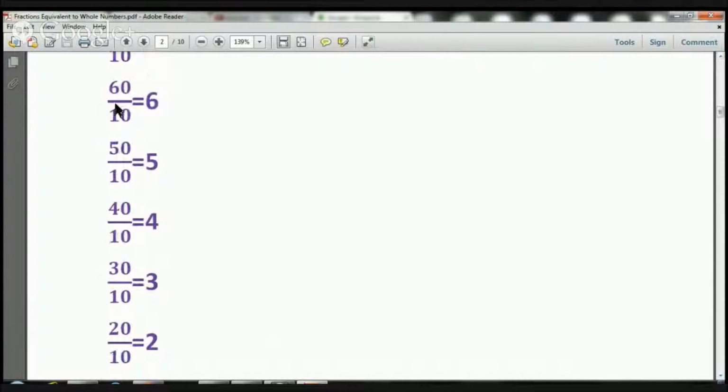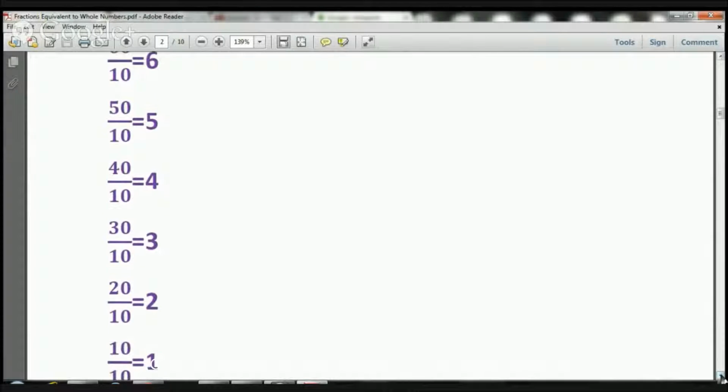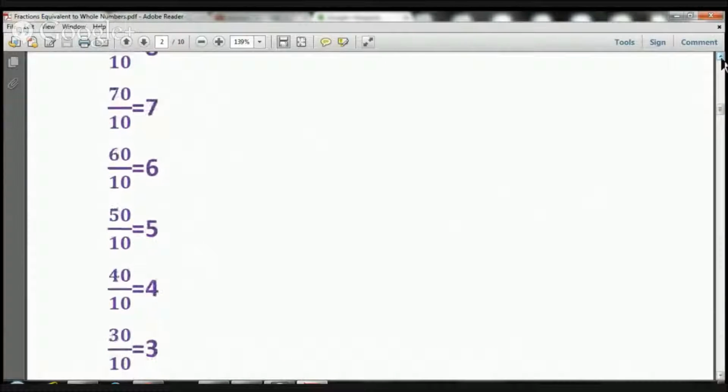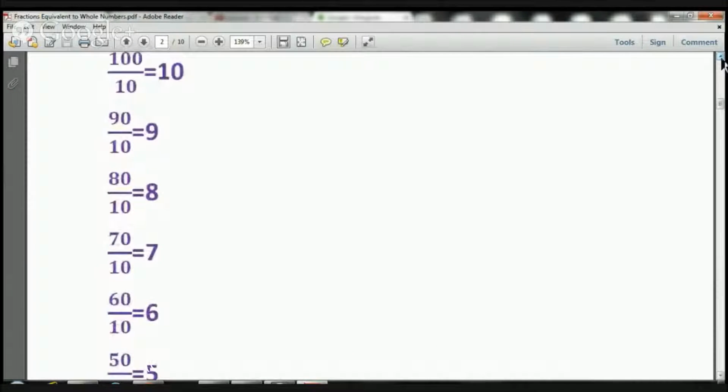Okay. 60 divided by 10 equals 6. 50 divided by 10 equals 5. 40 divided by 10 equals 4. Let's take a look. 30 divided by 10 equals 3. 20 divided by 10 equals 2. And 10 divided by 10 equals 1. That's pretty much it. So let's go back and let's see the equivalence, okay?